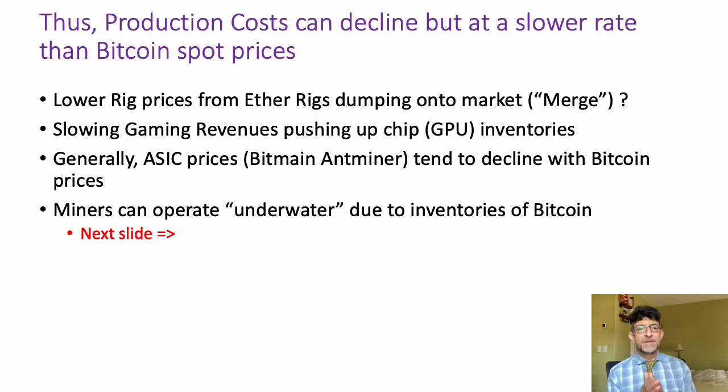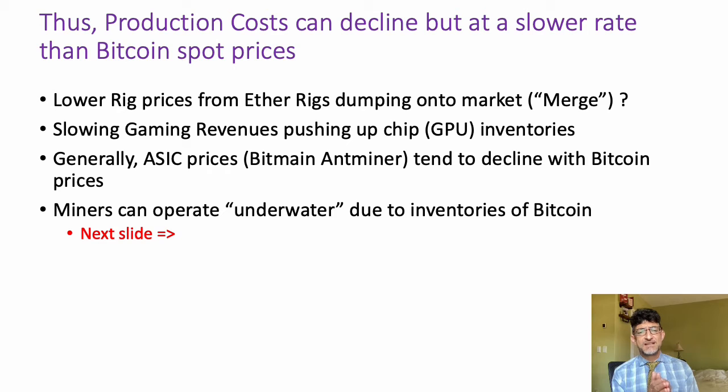And generally, in my next point here, point number 3, generally ASIC prices tend to decline with Bitcoin prices. And you're seeing that from Bitmain's Antminer. Those chip prices are expected to decline. Bitmain, in case you don't know, has the largest share of all ASIC chips out there in the world. And oddly, Bitmain is a Chinese company. And it's odd because the Chinese have banned cryptocurrency mining from the country. So it's kind of oxymoronic to see that.